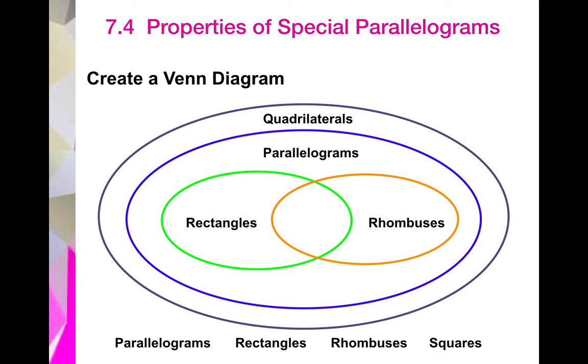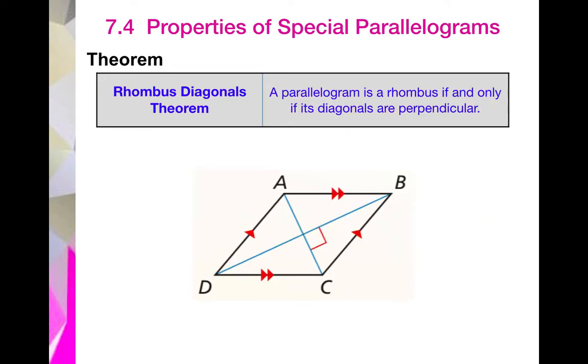It turns out that rectangles and rhombuses can share, and the only time they share is when you have all 90-degree angles and all the sides the same length. That is where the squares come in. So this is the Venn diagram that you should have come up with just a moment ago. Let's talk about some theorems.